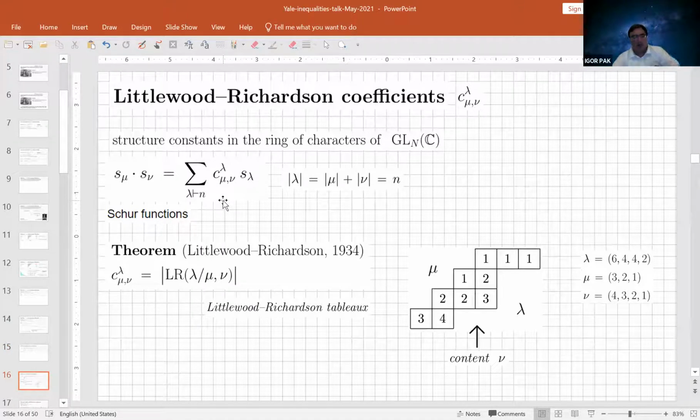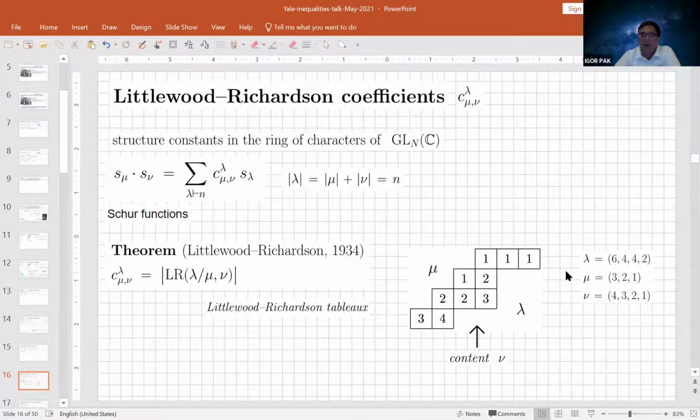One important thing to say is that they have a combinatorial interpretation as the number of certain Young tableaux of shape lambda minus mu, and the content is nu. By the content, I mean, if your nu is 4, 3, 2, 1, that means that you put four 1s, and three 2s, and two 3s, and one 4.